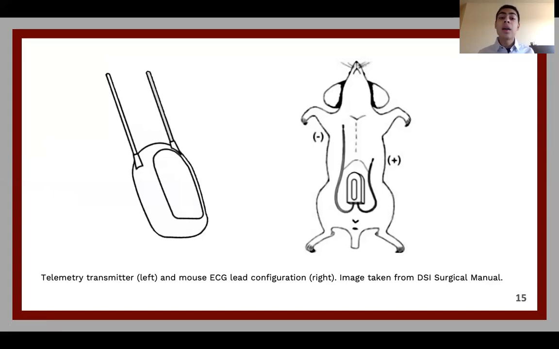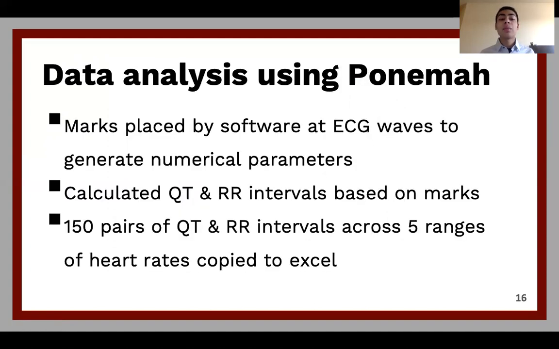So this cycle of charge basically allows the transmitter to detect the electrical activity of the heart, then wirelessly send that information so that I can analyze it. So the next part would be to analyze this data on Ponemah.